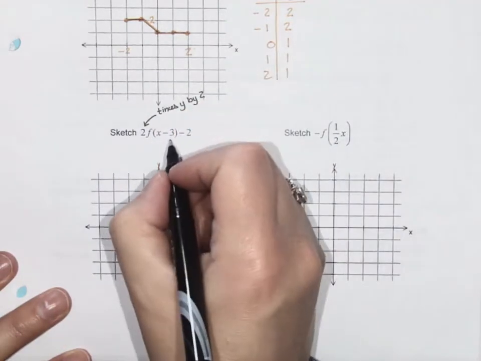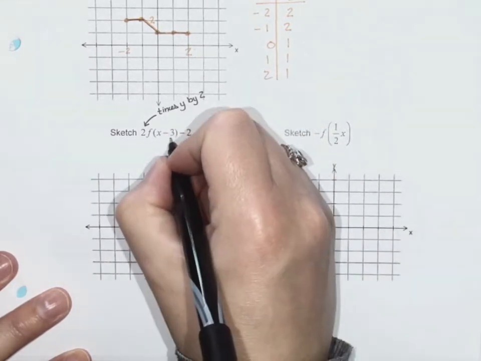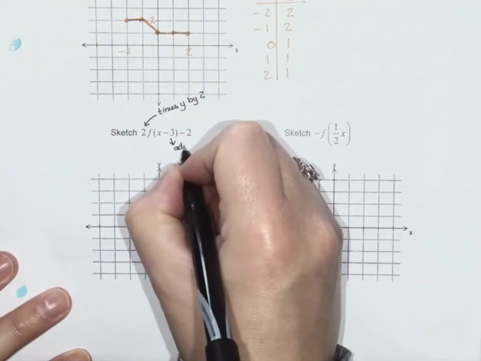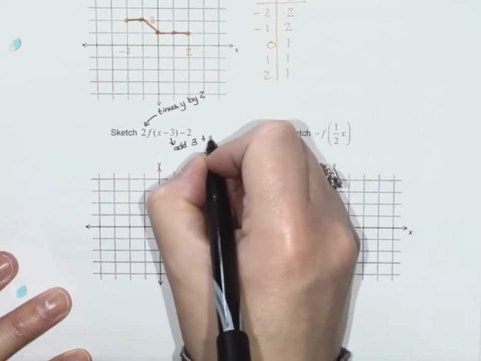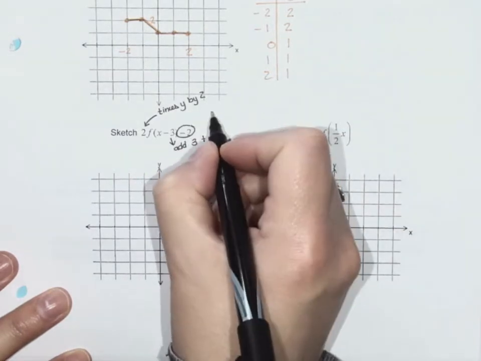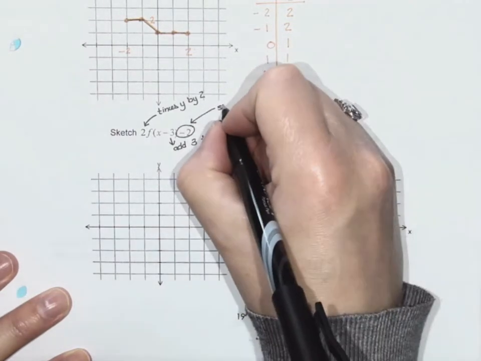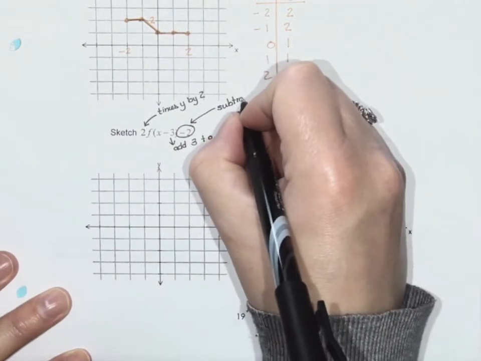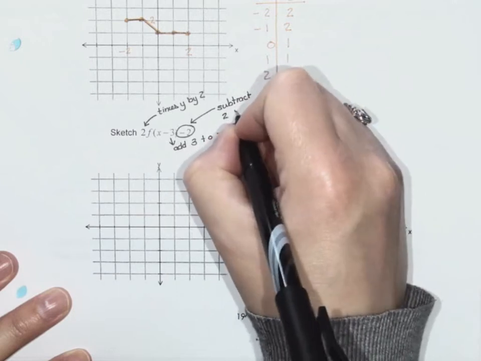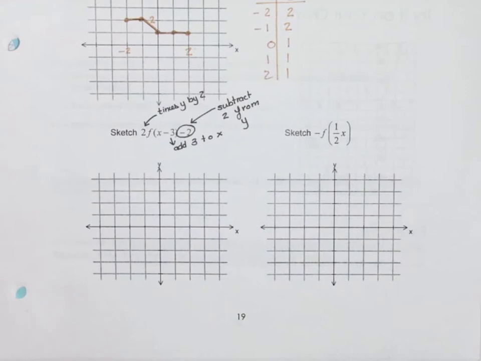Then what does that -3 tell me that we're doing? Add 3 to the x. And then this subtract 2: take away 2 from the y.